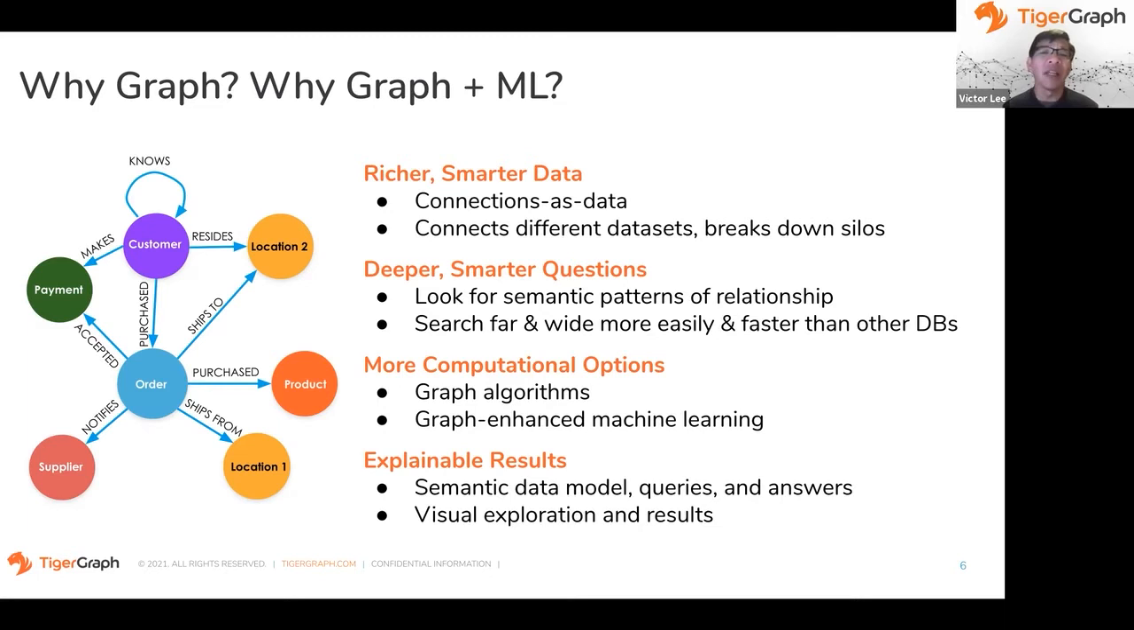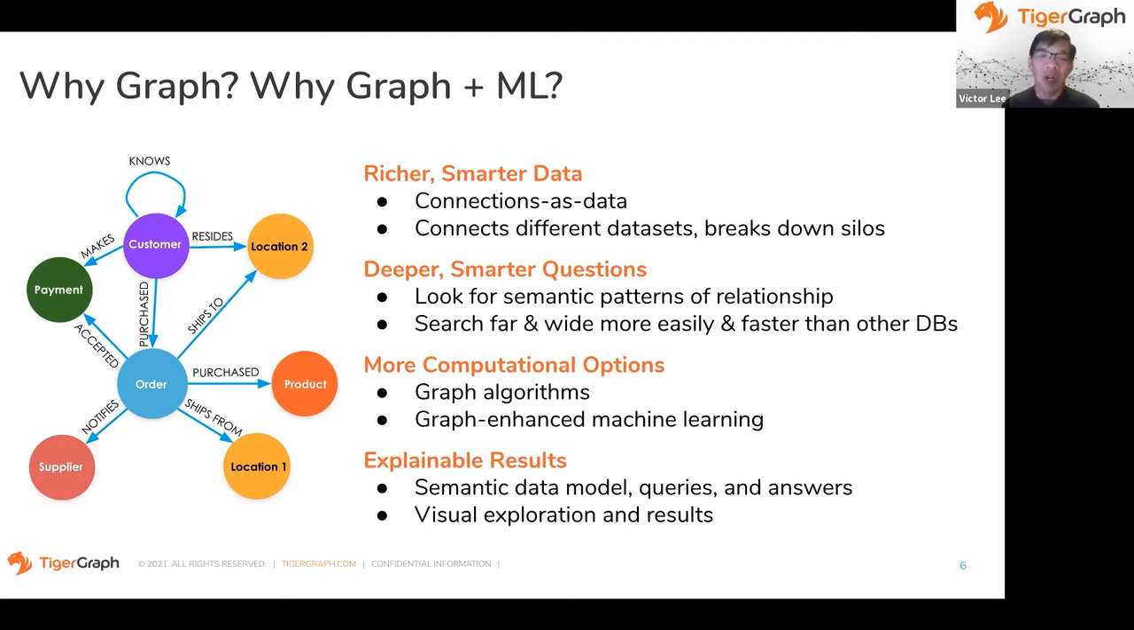Modern graph databases have all that access, privilege, control so that you can decide who gets to see what. But once you have all that data, you can ask deeper and smarter questions. You can look for the semantic patterns of relationships, and you can search far and wide. If you know any graph theory, you probably heard the terms breadth first search and depth first search. The fact that we're even talking about breadth and depth indicates that graphs inherently let you search far and wide.